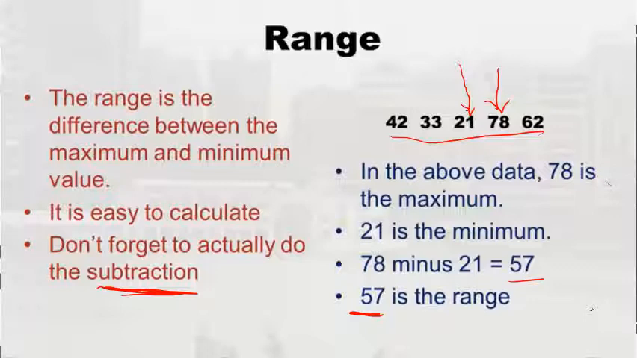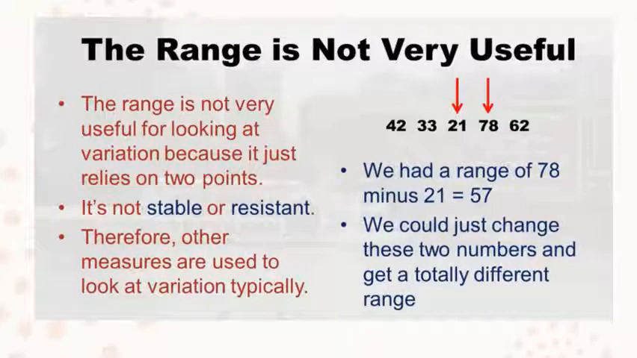And then that would be it. That's your range. Now, the range is not really useful. Okay, it's not that useful. It's a start. It's good to do, and it will lead to other things, but the range really is not useful. It is not stable, nor is it resistant. Just like how we've seen other measures of variation, measures of tendency that are not very stable or resistant. In the last lecture, same thing here. The range is not stable or resistant.